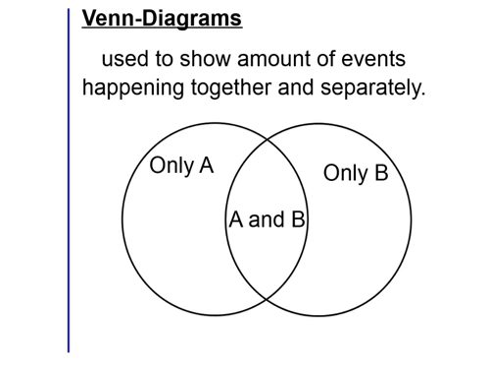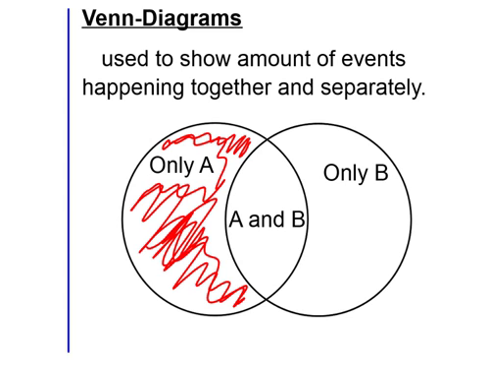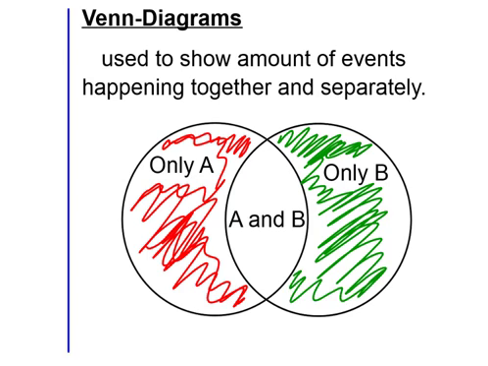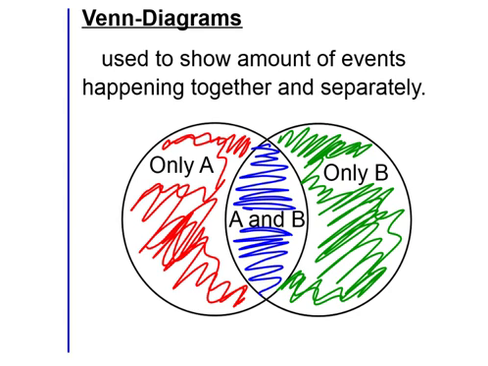Venn diagrams are used to show the amount of events happening together and separately. We draw 2 overlapping circles. The area to the left would be the space that has only the events from A. To the right would be only the events from event B. And where they overlap is where these things are happening together.